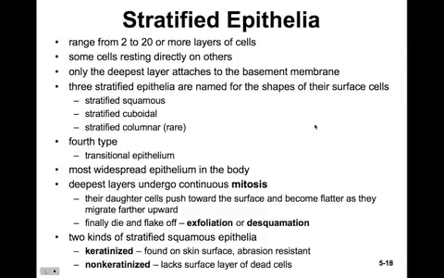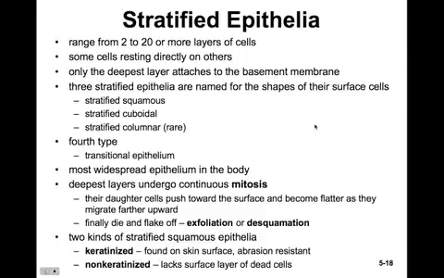Very similar to the simple epithelia, we'll have stratified squamous with very flat cells, stratified cuboidal, stratified columnar, which is actually very rare. And the fourth type would be transitional epithelium, the most widespread epithelium in the body. The deepest layers undergo continuous mitosis. Their daughter cells push towards the surface and become flatter as they migrate further upwards. Finally, they'll die and flake off, which is called exfoliation or desquamation.